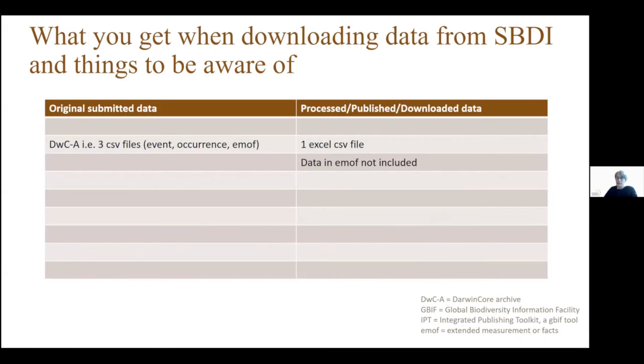When you download data from SBDI, you get one Excel file, which is great in one way because you don't have to fiddle about with linking tables together with IDs. Unfortunately, the data that is in the EMOF will not be included. This is because GBIF doesn't yet support that extension and can't actually include it in the data that is published.